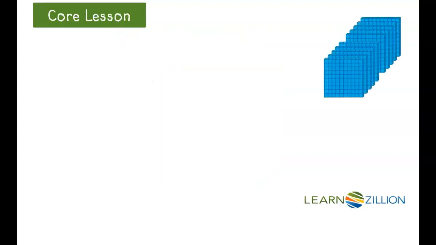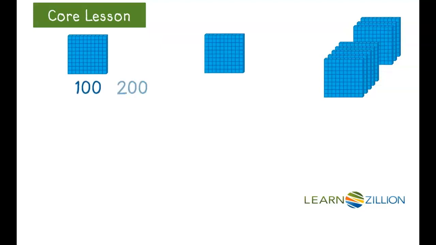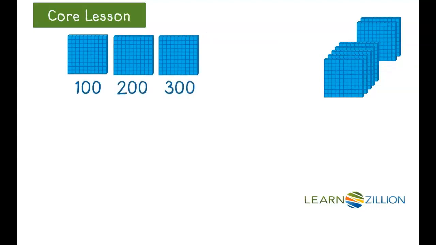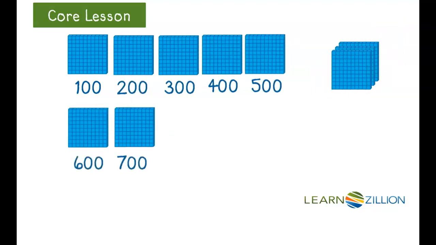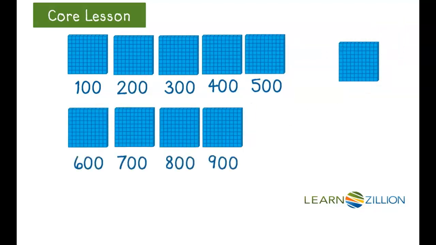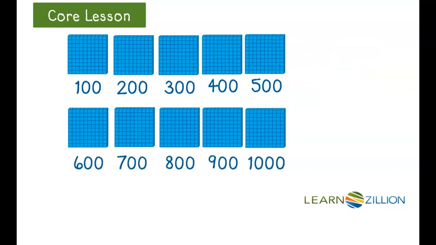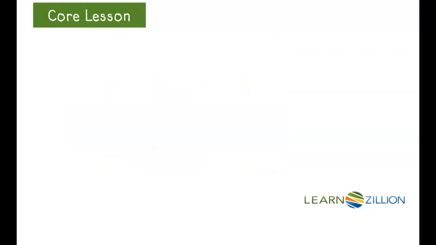Now let's count them out so we can see how these 10 hundreds make 1,000. If we have 1 hundred block, we have 100. As we add on, we have 200, 300, 400, 500, 600, 700, 800, 900, and then we have what some people call 1000. In math, we call it 1,000 because we've grouped it into 1,000.